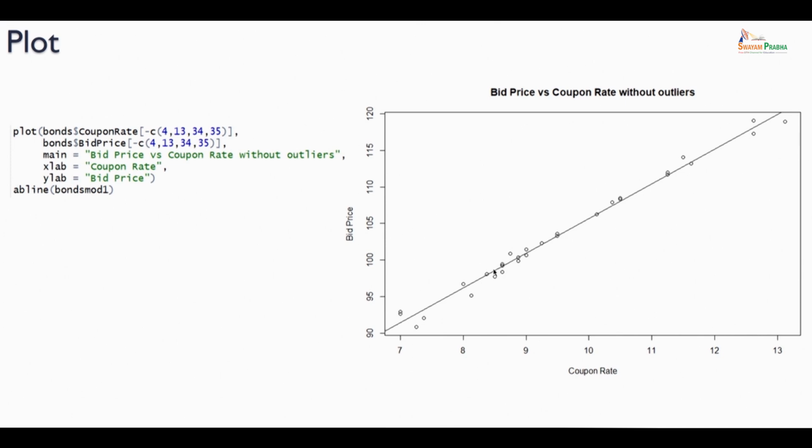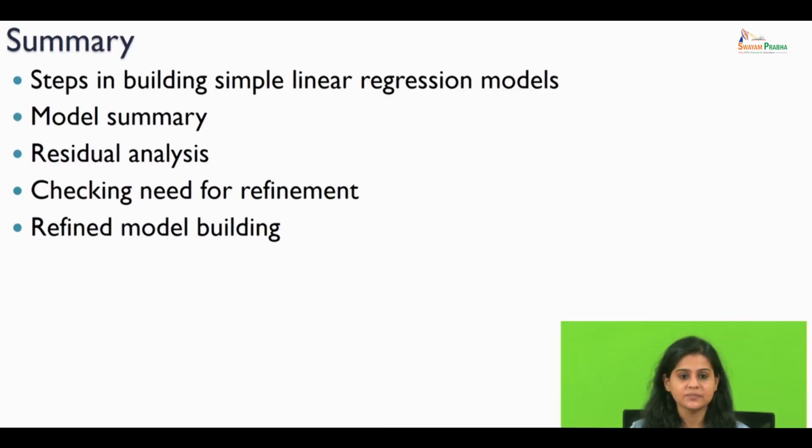So, to summarize, in these 3 lectures, we looked at the steps which are taken in building a simple linear regression model. We saw how to interpret the results from the summary for these models. We looked at residual analysis, and at answering some of the questions on how to treat outliers. We also saw how to identify significant coefficients in our model and how good our model is. We also saw the need for checking for refinement of existing models, and then we built a refined model without any outliers.